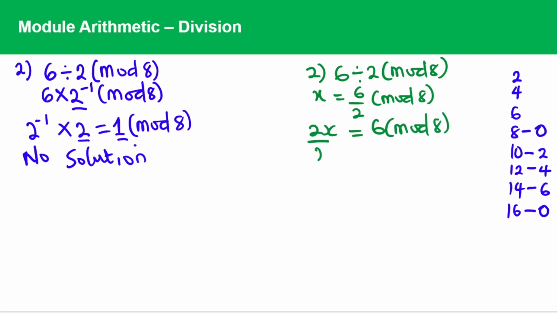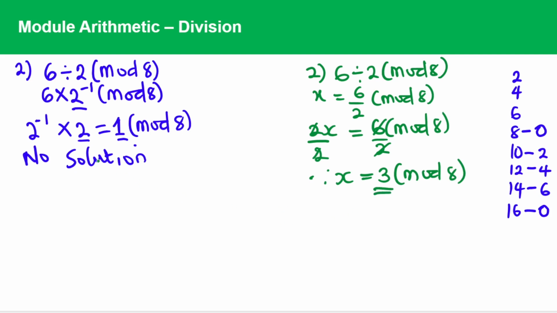And then the next step is to divide both sides by 2. So 2 can divide 6, therefore we have a solution using the algebraic method. We have x is equal to 3 mod 8. So we have a solution of 3.